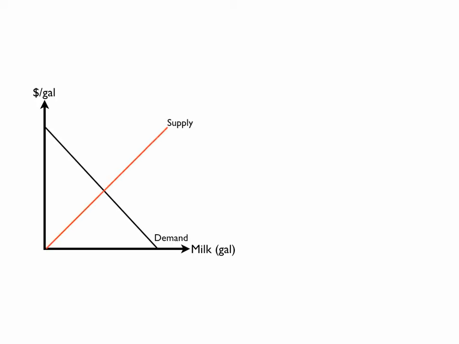I demand milk, and the fewer dollars per gallon that the retailer is going to charge me, the more gallons of milk I will buy. The more dollars per gallon, the less milk I will buy. That tells us our relationship with the downward sloping demand curve.